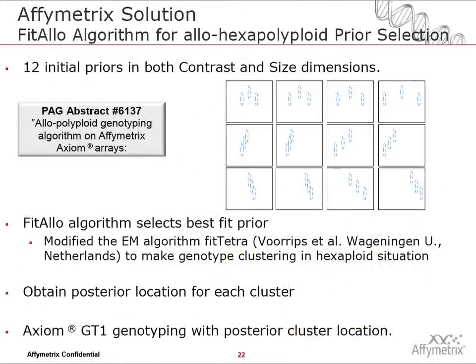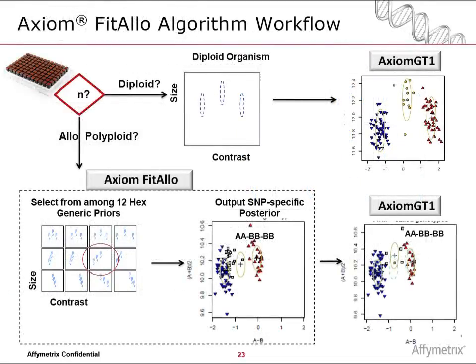How does it work? We have worked with Dr. Woods at the Wageningen University and modified his algorithm, which is called FitTetra, to make genotype clustering in a hexaploid situation. What we do is basically we start out with 12 initial priors in both what's known as the contrast and the size dimension, and then we obtain posterior locations for each cluster. This is a typical workflow for a polyploid genome. Then the Axiom GT1, which is the algorithm that's in our genotyping console, can proceed with the genotyping with the posterior cluster location.